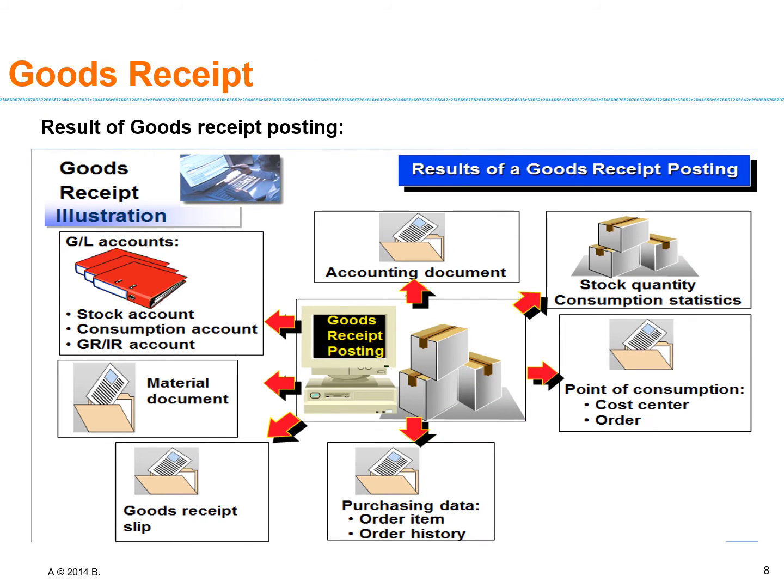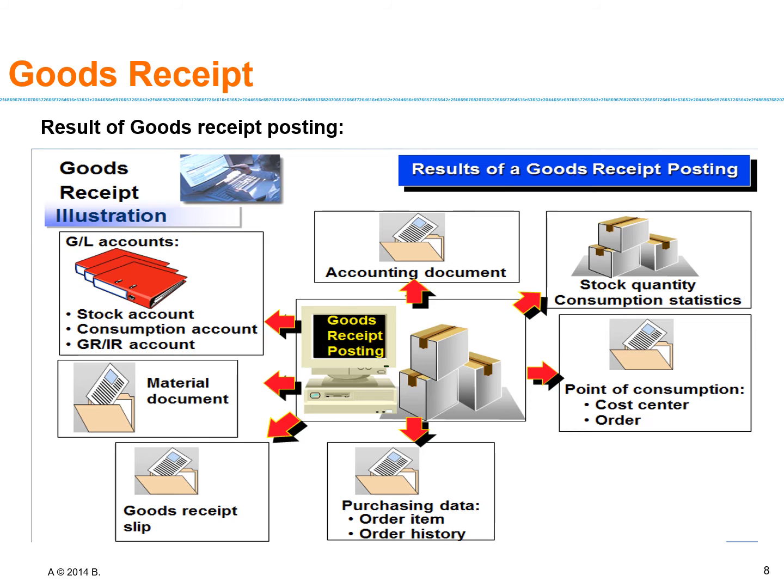So now we'll discuss the goods receipt posting. In this diagrammatic representation, we can see that goods receipt posting is there. First of all, purchasing data, goods receipt slip, material document, GL accounts, stock quantity, consumption, point of consumption, accounting department. So one goods receipt, whenever you are receiving goods, one receiving of goods creates a lot of documents which help various departments.